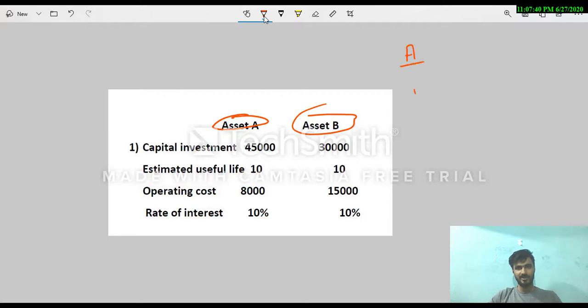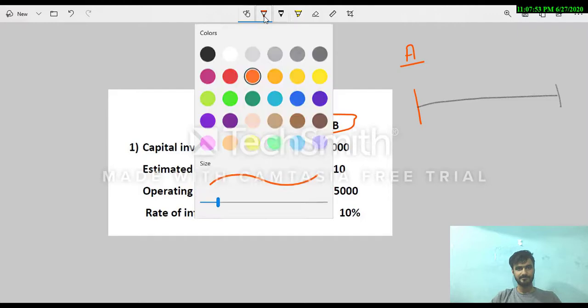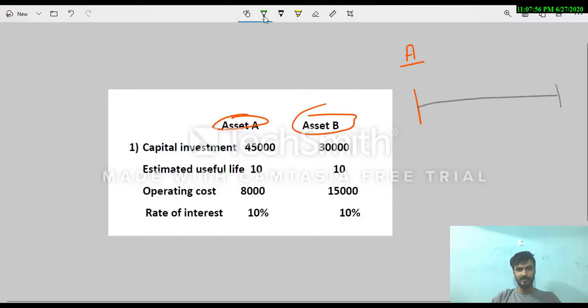If you draw the cash flow diagram for asset A, here you are going to invest a certain amount of money, 45,000 rupees, for asset A. The rate of interest is 10%. Now what will happen? The useful service life of asset A is equal to 10 years.